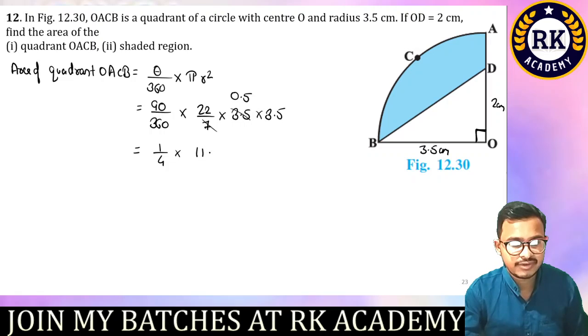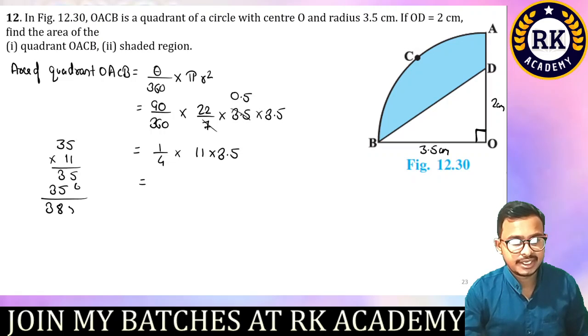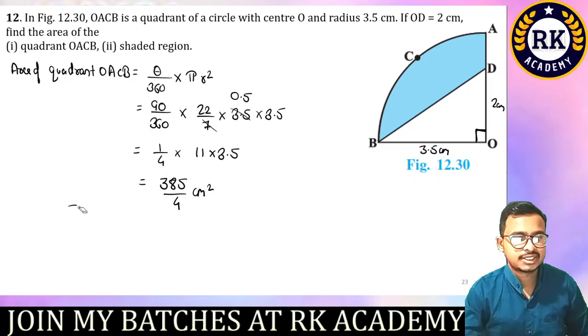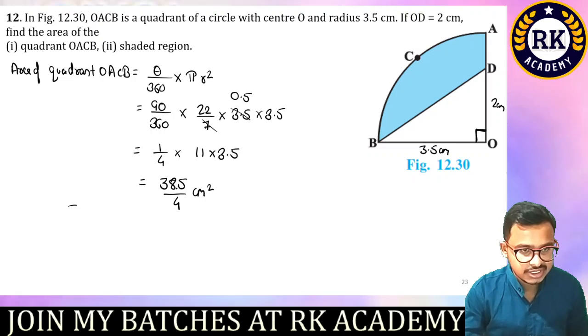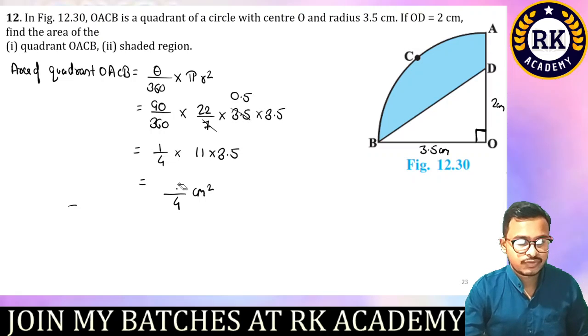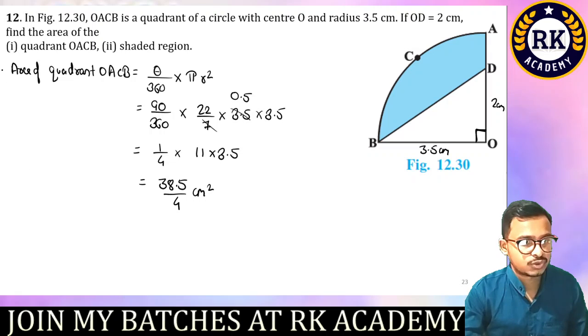This will be 11 into 3.5. So calculate this. It will be 35 into 11. Just find this. It will be 385. So 385 divided by 4, and the unit you are going to write is centimeter square. So what did you get up to here? The area of the quadrant OACB, and just substitute the decimal. Don't forget it. That is 38.5. So finally, 38.5 upon 4, that is the area of quadrant OACB. So the first part is done.